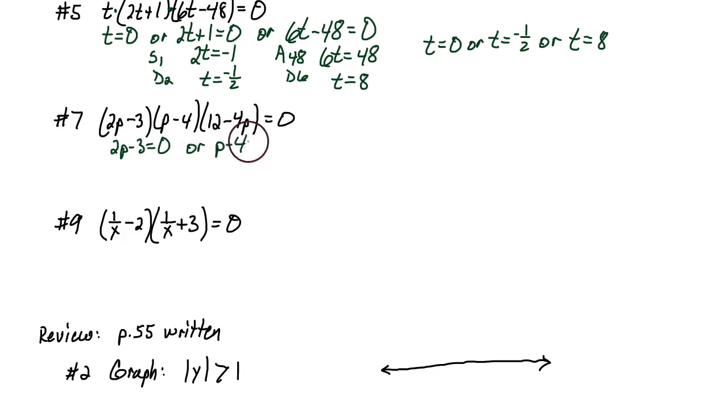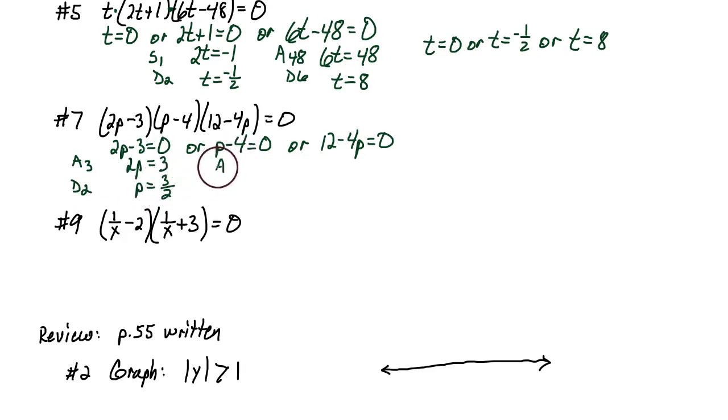Take that middle factor and say that it equals 0. Take that third factor and say that it could equal 0. Now solve each of these. Add 3. We get 2p equals 3. And then divide by the 2. So we get p equals 3/2.